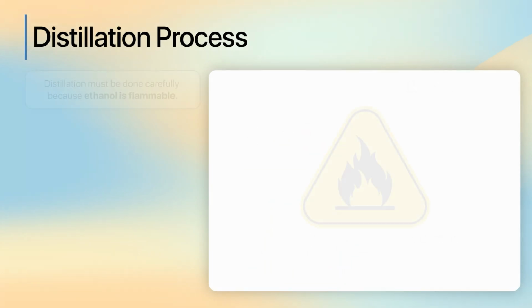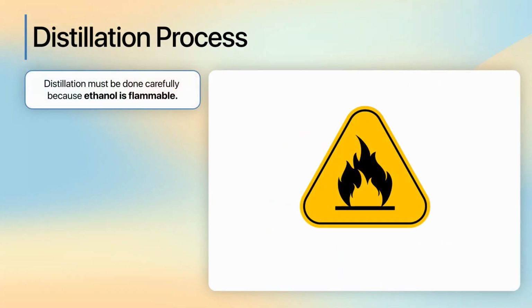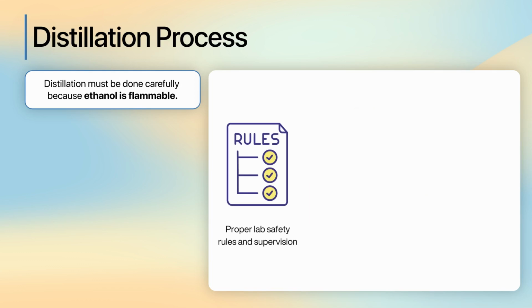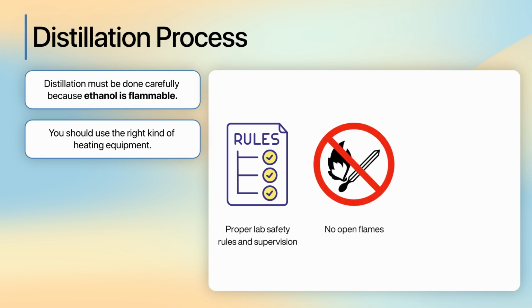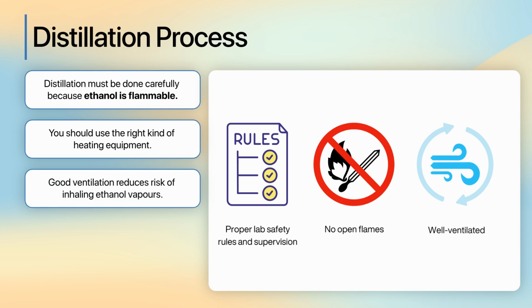Distillation must be done carefully because ethanol is flammable. Proper lab safety rules and supervision are very important to avoid accidents. You should always use the right kind of heating equipment and make sure there are no open flames near your setup. Also, working in a well-ventilated area helps reduce the risk of inhaling ethanol vapors.